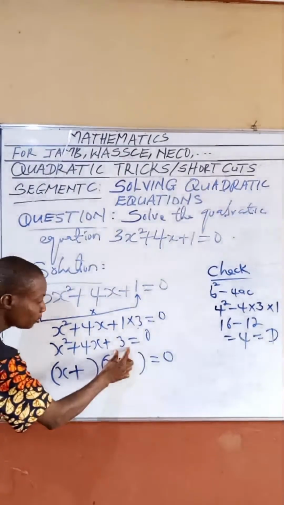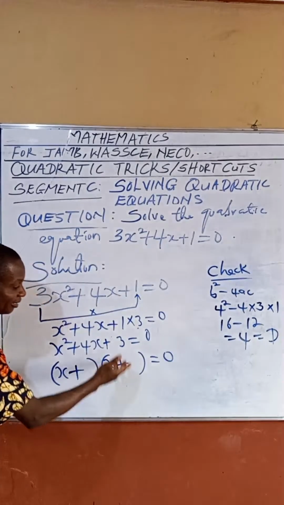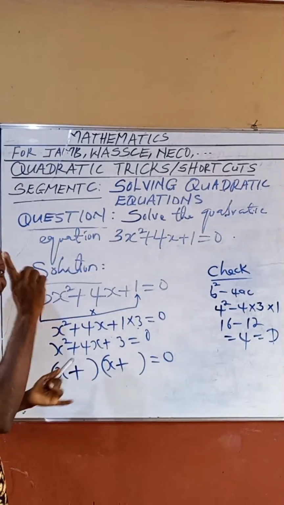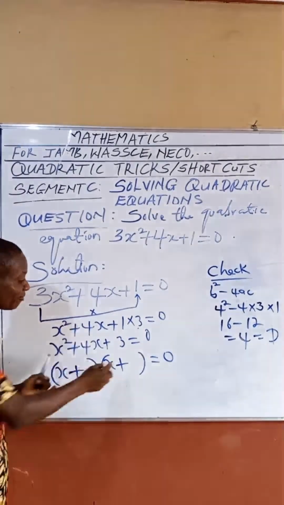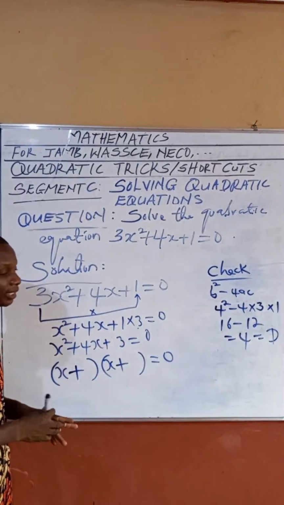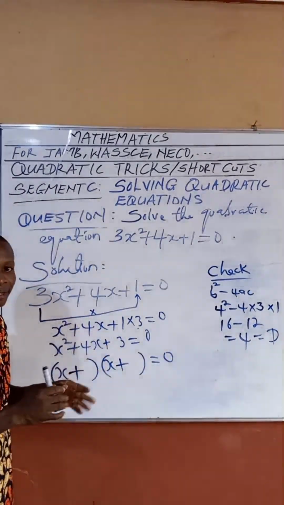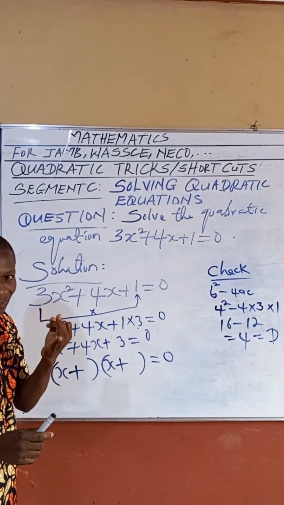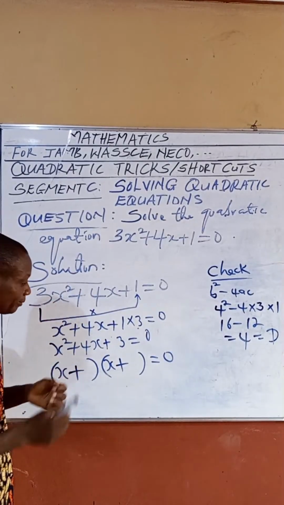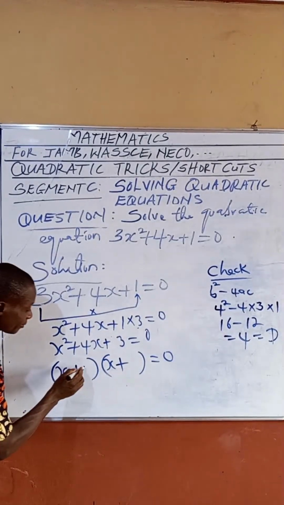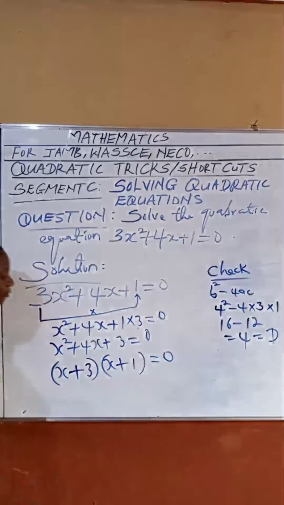Okay, so what are the 2 factors of 3? Itself and 1. A prime factor or a prime number. Yes, a prime number is any number that has only 2 factors, which are itself and 1. So itself is 3, 1 is 1.